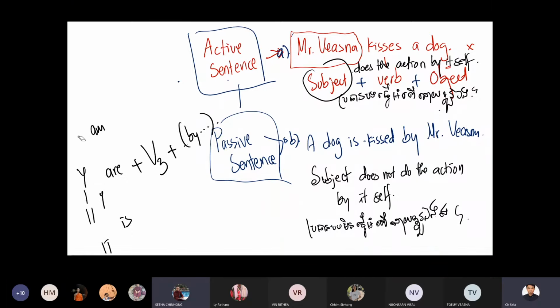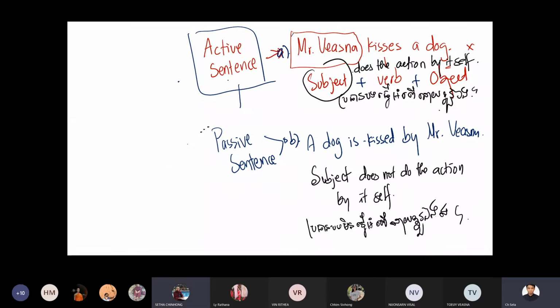Okay, I give you one more example. John break his glass or his phone, for example. John breaks his phone. So this one is an active sentence. How can you change this one to a passive sentence? Phone broken by Mr. John. Okay, you can say his phone.